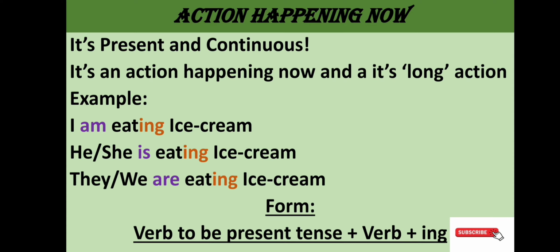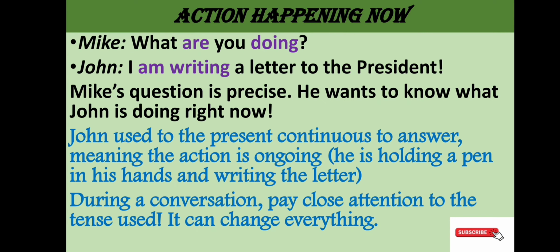Example, I am eating ice cream. He or she is eating ice cream. They, we are eating ice cream. The form is simple. It's the verb to be, present tense, plus the verb, plus ing.